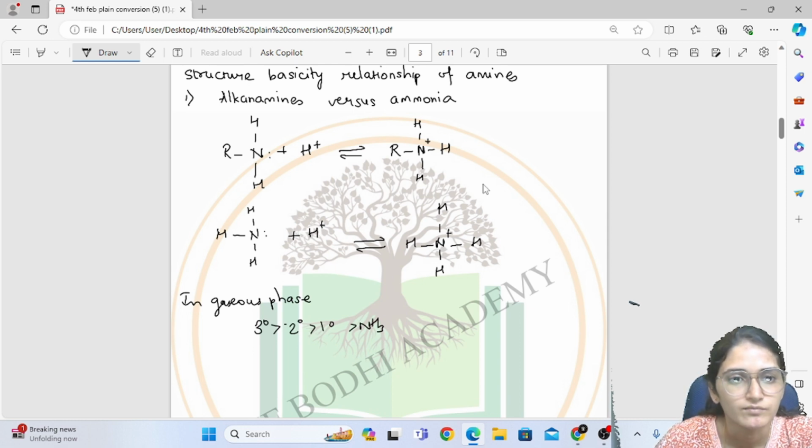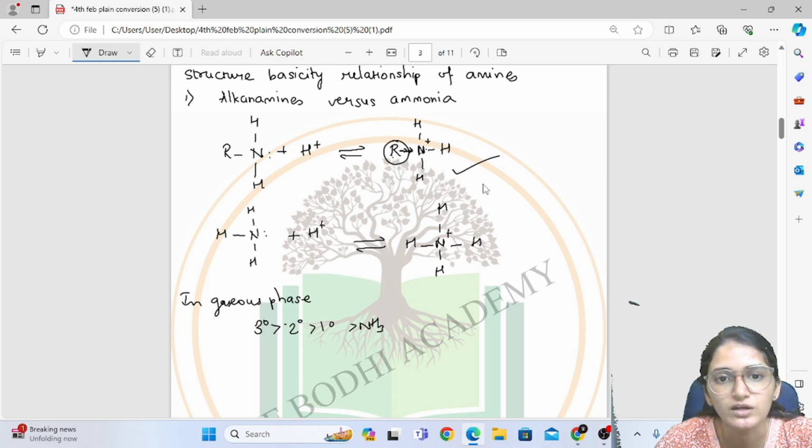So here we have the RNH2 group. We know that R is an electron donating group; an alkyl group is an electron donating group. If you consider this structure, the R group is attached directly to the nitrogen, and it will give electrons to nitrogen. If this alkyl group is giving electrons to nitrogen, it will easily give its proton to another compound or another atom.